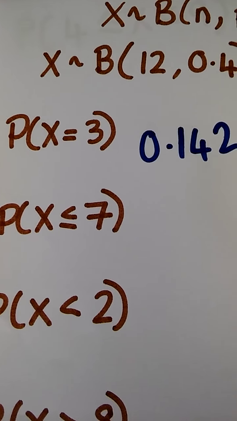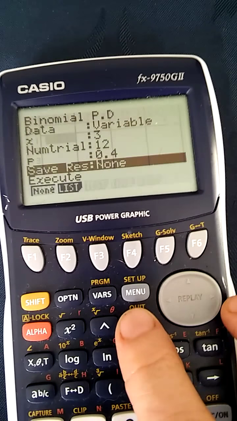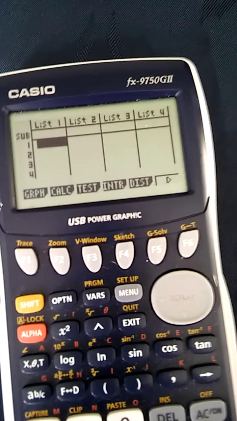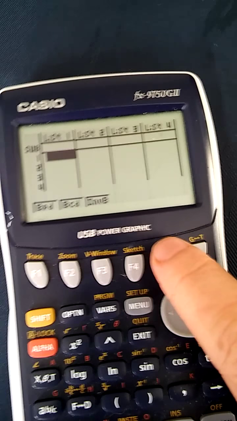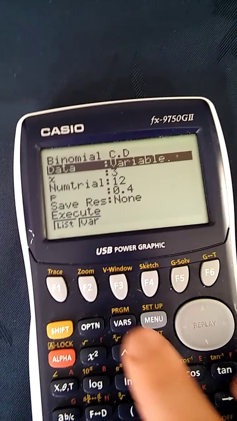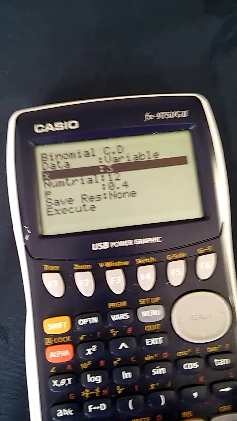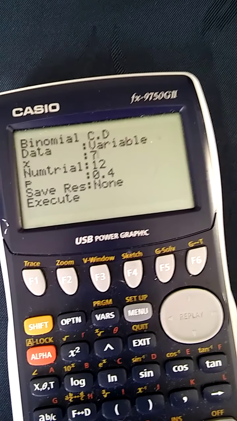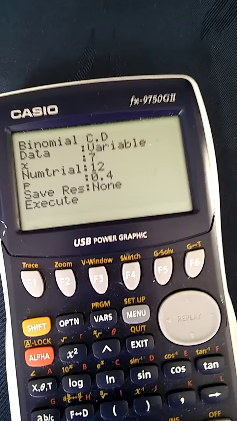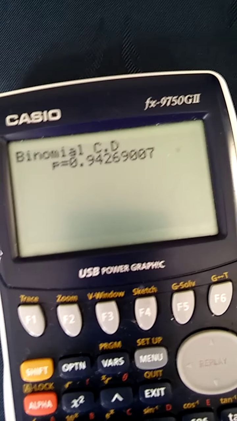Next question. Find the probability there are 7 or less successes. So if we go back to the calculator, press exit a few times to get back to that original menu. Now press distribution, then press binomial. This time we want cumulative distribution, less than or equal to 7, so press F2. Data is still a variable. Hover down. We want X to be 7. We've still got 12 trials. The probability of success is 0.4, so we'll leave that alone. Just press the blue button. And wonderful, there's the answer: 0.943.